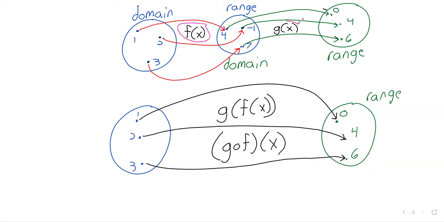And the reason I said this was potentially odd notation, notice that composition is written in the reverse order from what you're used to. That is, if you look at what's happening up here, we start with one, we hit it with f of x to get four, then we hit it with g of x to get zero. So f comes first, g comes second. When we write the composition, g comes first, f comes second.